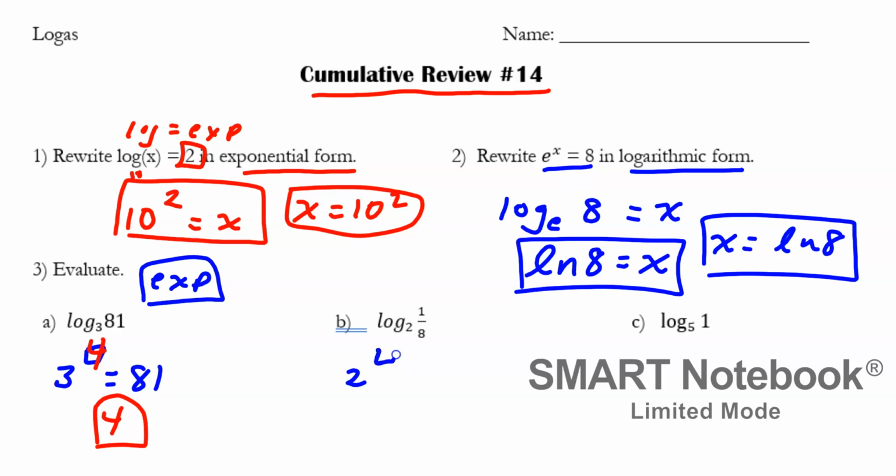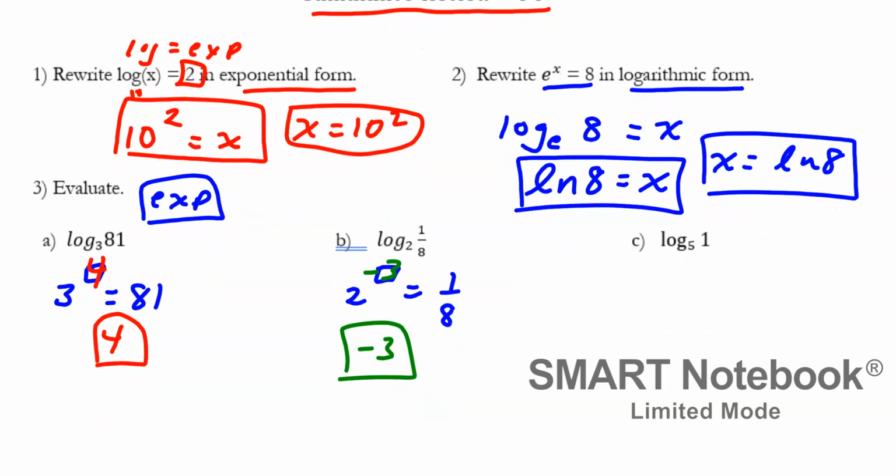This is asking 2 to the what is 1/8. Well, 2 to the third is 8. So 2 to the negative third must be 1/8. So my answer is just my exponent of -3. And then part C, 5 to the what is 1. Well, anything to the 0th is 1, so this exponent must be 0, so my log answer, or my exponent answer, is 0. So on your test, if you just see me asking what is the log, remember your answer has to be an exponent.